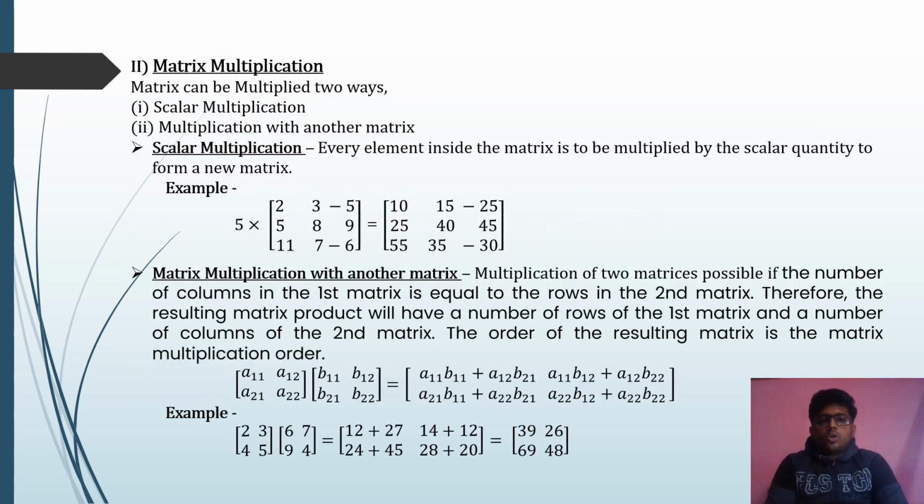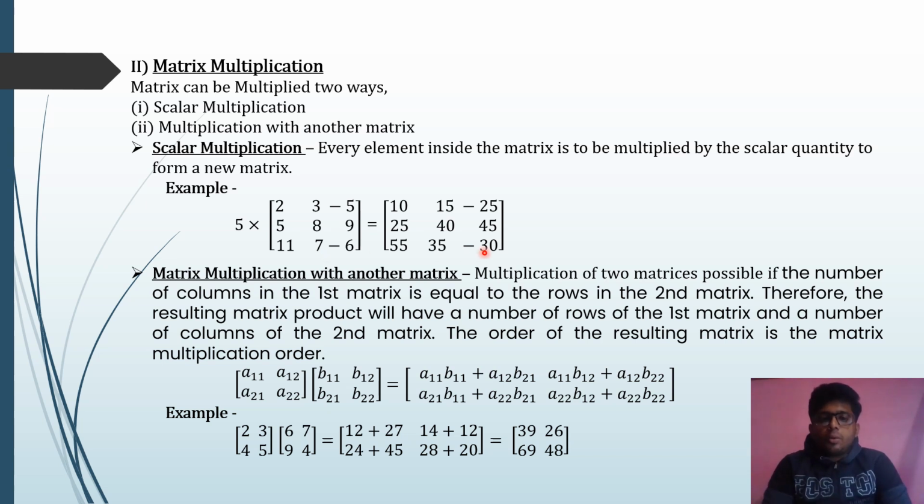Now come to the topic of matrix multiplication. Multiplication can be done in two ways: one is scalar multiplication, the other is matrix multiplication. Scalar multiplication is basically, if we multiply a constant by a matrix, it is multiplied to all the elements. Look, here 5 is multiplied to the matrix and the first element changes to 5 times 2, which is 10. Similarly, all the elements change. Look at the last element, 5 times minus 6, that changes to minus 30.